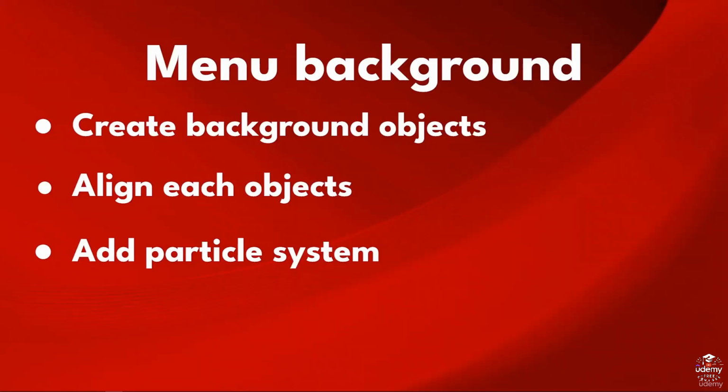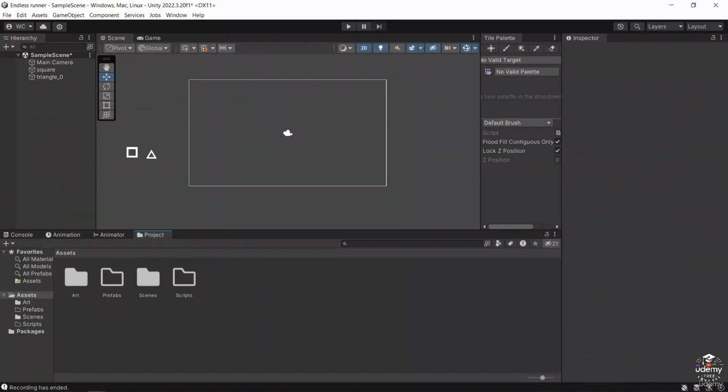Alright, so in this section, we're going to create the menu background. We're going to start off by creating the background objects, then we're going to align each object, and then we're going to go ahead and add a particle system to add some effects in the background. Let's go ahead and jump right in. Alright, let's go ahead and get started.